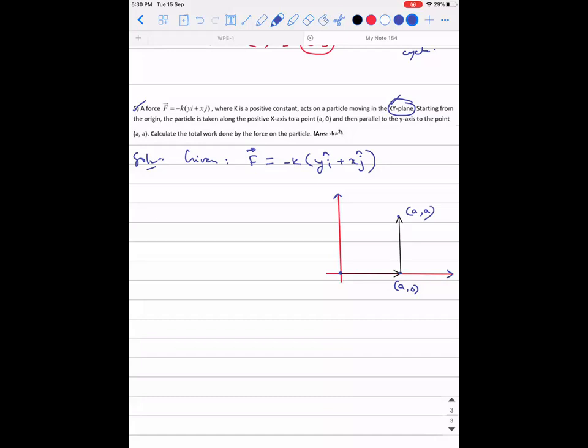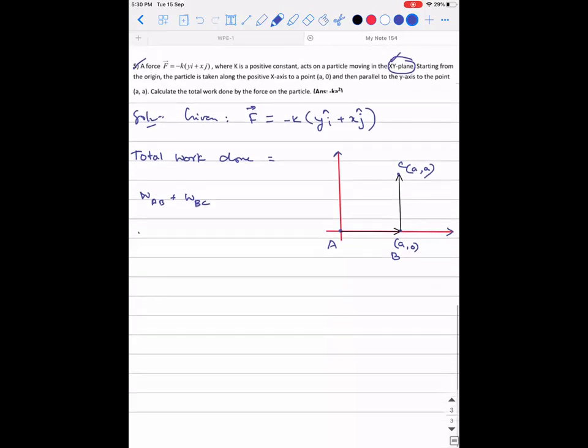I will do this problem in two ways and show you; you can follow either of the methods. I'm taking the points A, B, and C. They are asking for total work done, which will be work done from A to B plus work done from B to C. The work done from A to B is F vector dot the displacement vector from A to B.